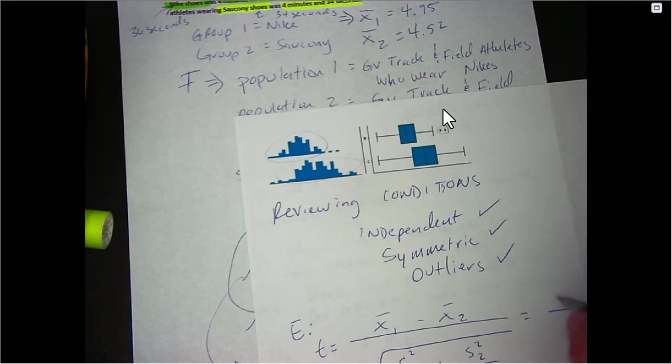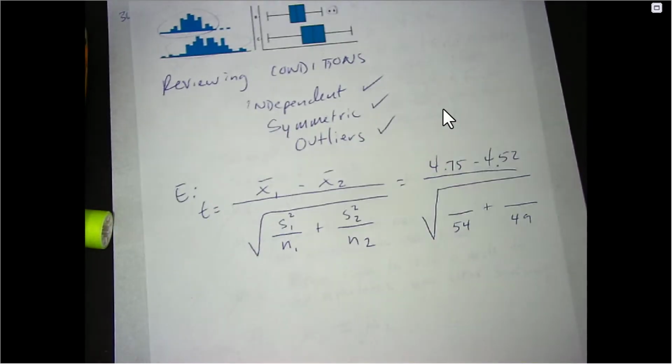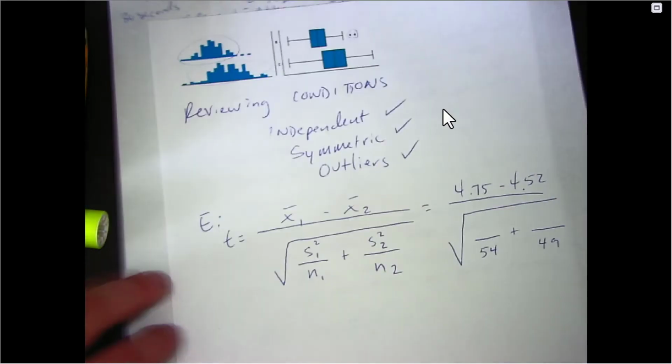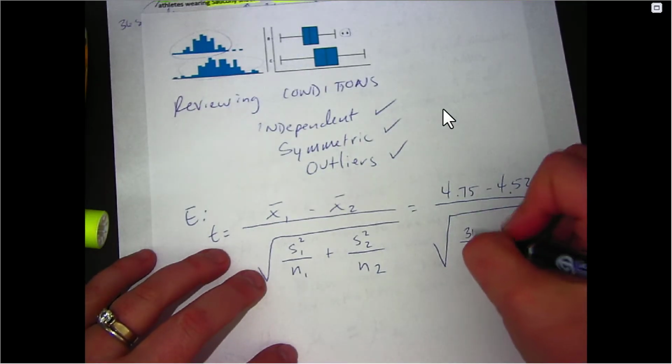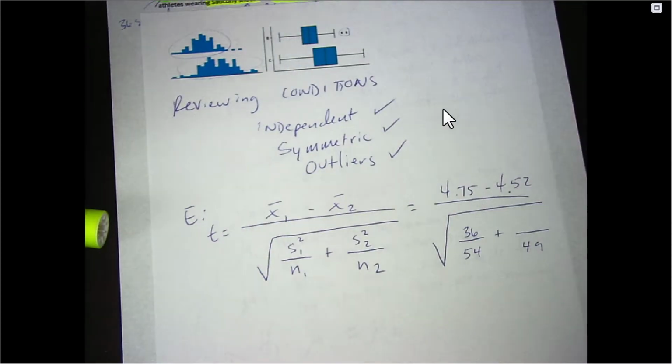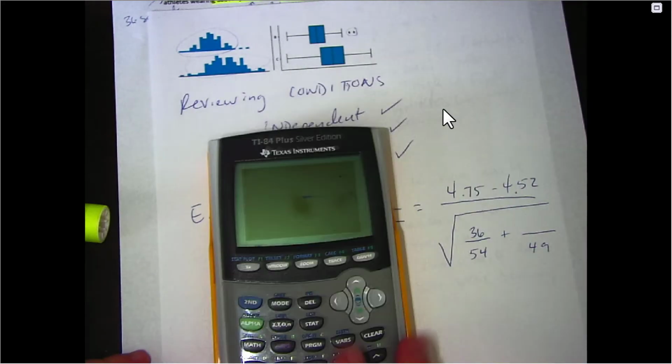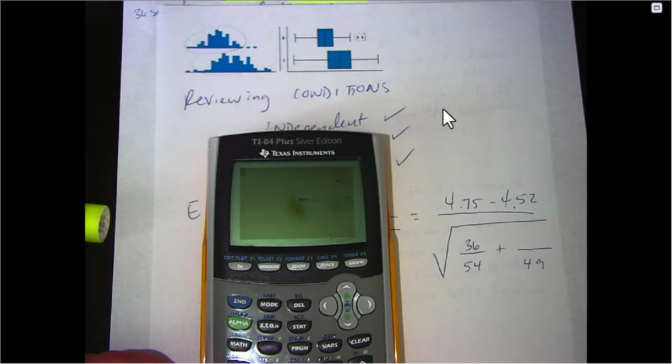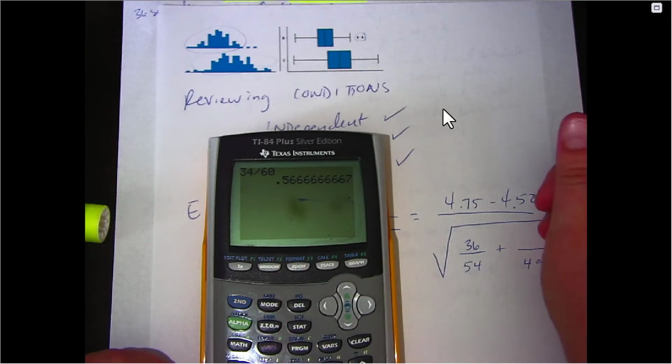So we have 4.75 minus 4.52. And then we said the sample size for this group was 54, and for this group was 49. Oops, sorry, I wasn't in frame. And then we had standard deviation being 36 seconds. So technically then, if we're going to put all of this in minute format, so 34 divided by 60, oops, that should have been 4.57.